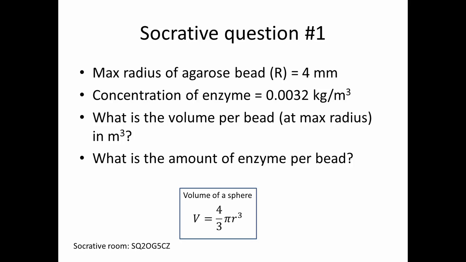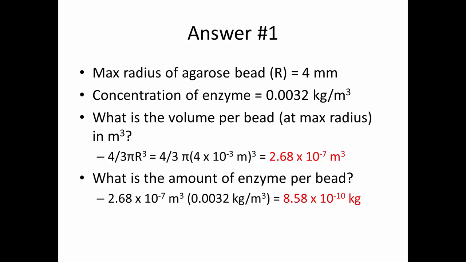The max radius of the bead is 4 millimeters. We have our concentration of enzyme. What is the volume per bead at the max radius in meters cubed? And then what is the amount of enzyme per bead? Of course we would use our volume of a sphere equation to determine that our volume per bead at max radius is 2.68 times 10 to the negative 7th meters cubed. For the amount of enzyme per bead, if we multiply the volume of the bead by the concentration of enzyme, we would get 8.58 times 10 to the negative 10th kilograms of enzyme per bead.